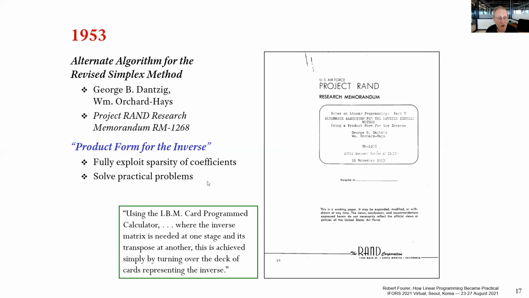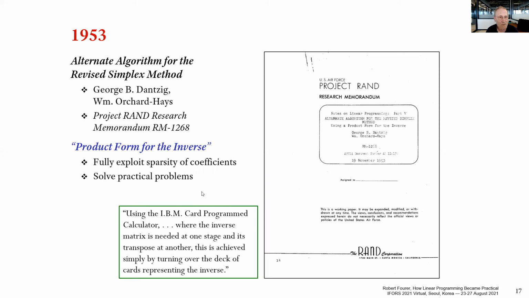Okay? And you can sort of tell it because you find statements like this that begin using the IBM card program calculator when the matrix is needed, then this can be achieved by doing the following. And they still didn't have a real computer, but you see now they're talking about actual equipment and no longer just talking about prospective computational things.